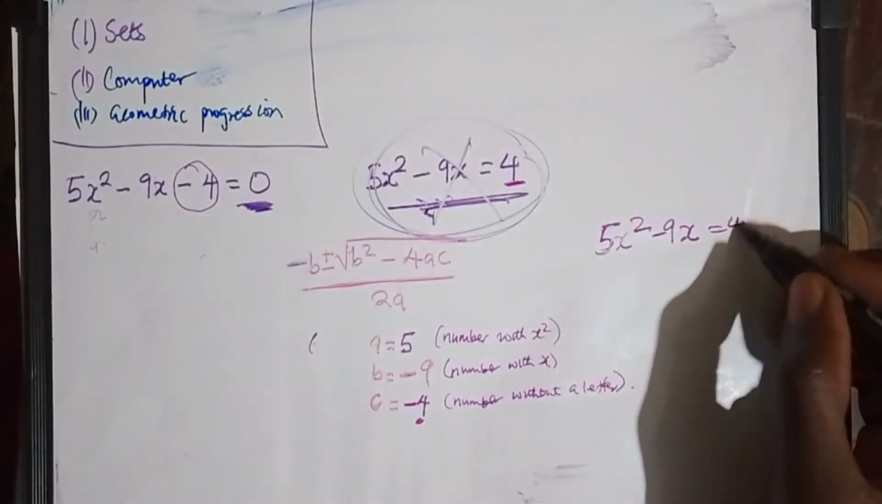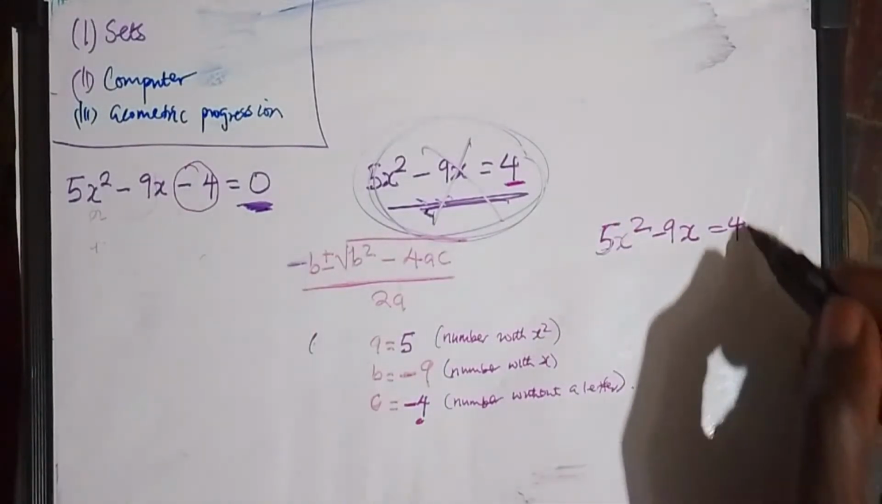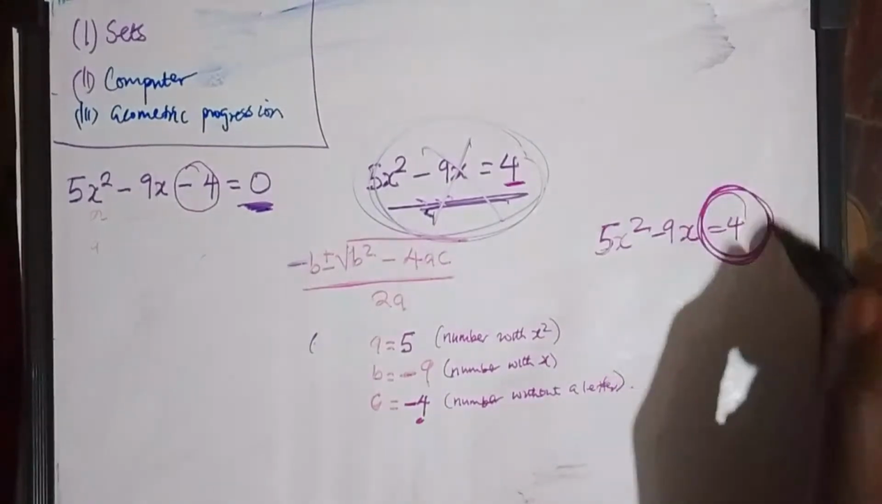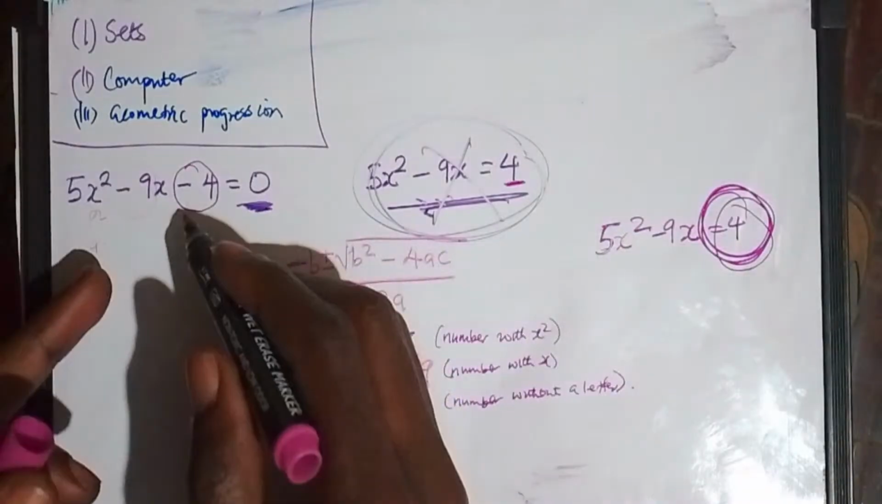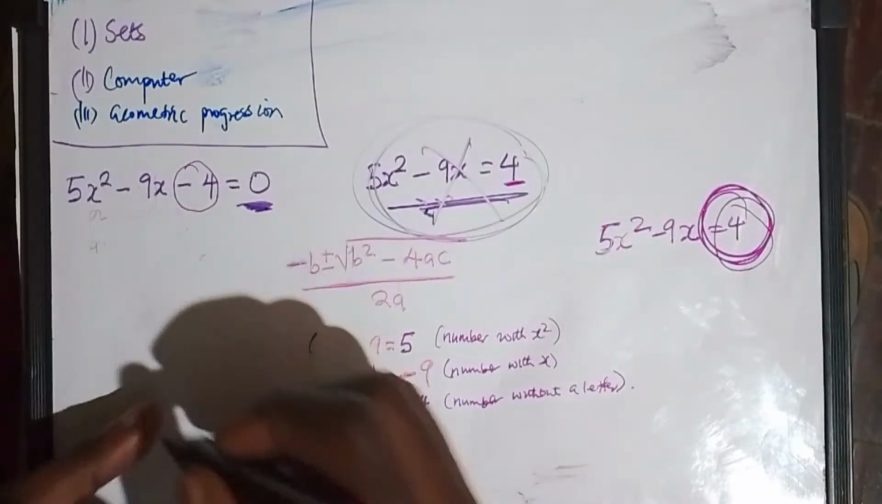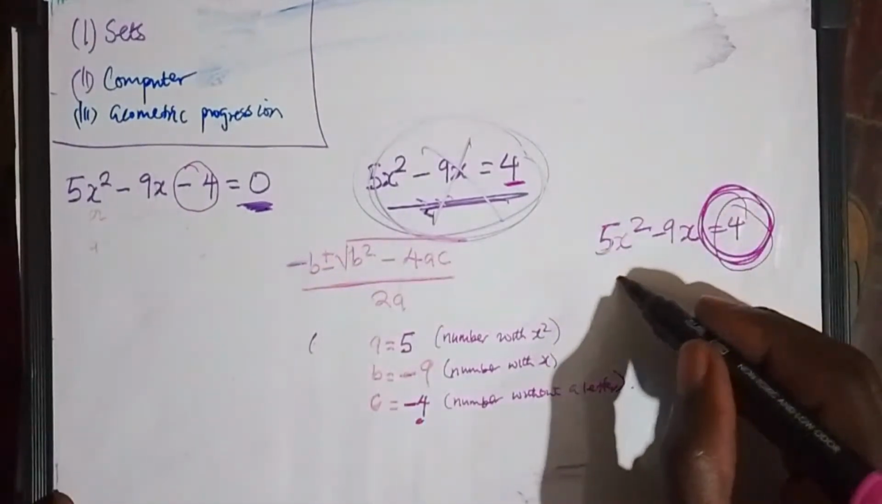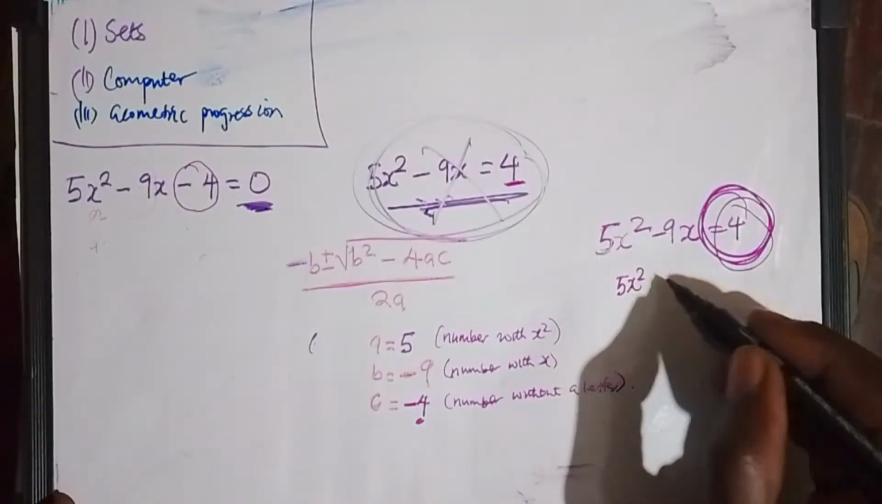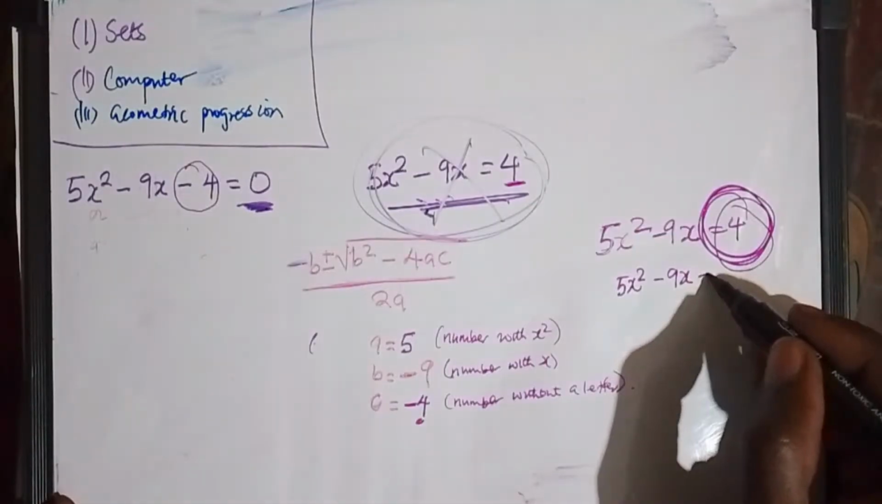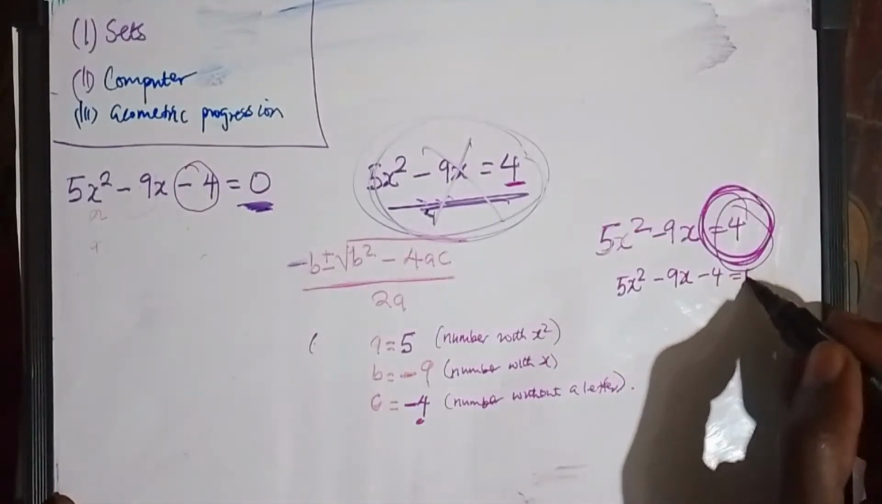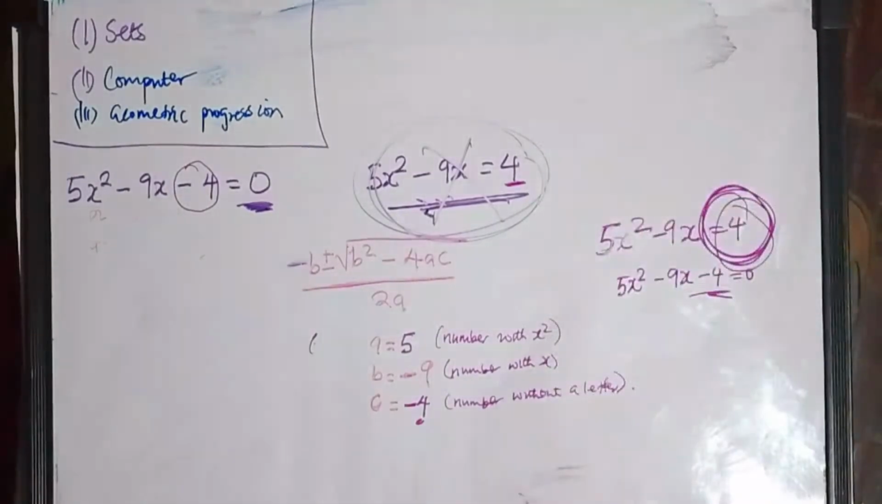Is equals to 4. Meaning, this is not the answer. Always make sure you turn it back to the normal. So if it's like this, make sure you say 5x squared minus 9x. If 4 crosses the sign, it becomes negative equals 0.